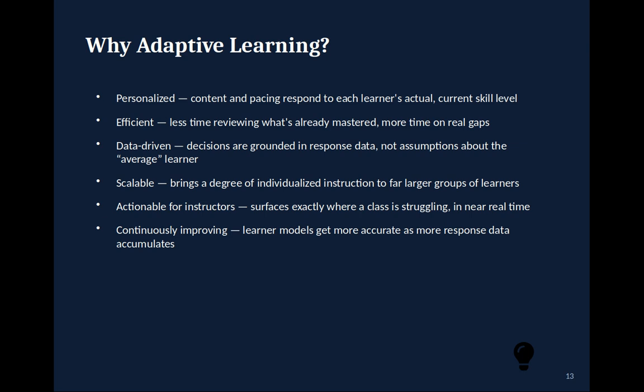Why adaptive learning? Personalized: content and pacing respond to each learner's actual current skill level. Efficient: less time reviewing what's already mastered, more time on real gaps. Data driven: decisions are grounded in response data, not assumptions about the average learner.